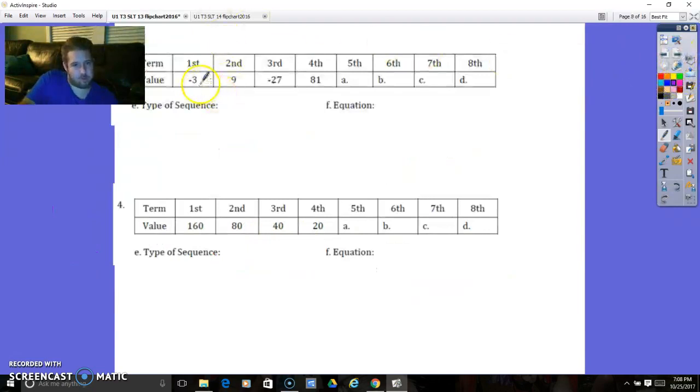All right, so this one, it's times negative 3 is the rule. And if I go backwards, it'd be divide by negative 3, which is 1. So the equation is going to be 1 times negative 3 to the x power.